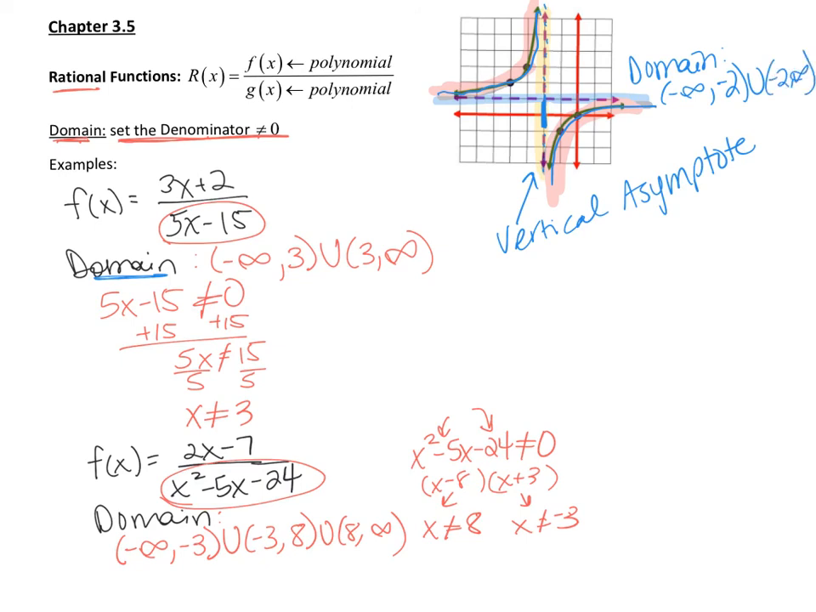So all I need to do for the domain, if I'm looking at a graph, is to find where that vertical asymptote is, and I'm going to use that number in my inequality. Okay? So I can now find the domain from either an equation, denominator not equal to 0, or from a graph, I find that vertical asymptote, and that's the number that I would use.